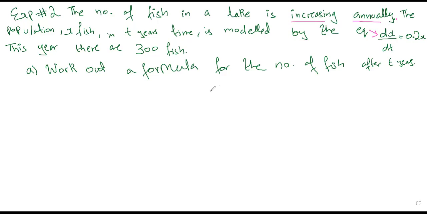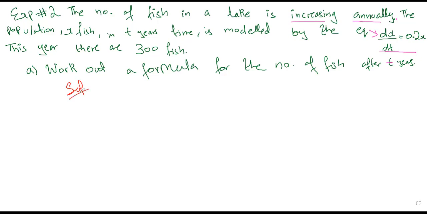Now, what do you understand by part A? Like, what do you think they want you to do? Um, so currently there are 300 fish. So we have to find out the number of fish there are after T years. We have to frame an equation. Yes. So basically, you have to make an equation using this. So, how do you do that? Okay. Let's talk about the solution.